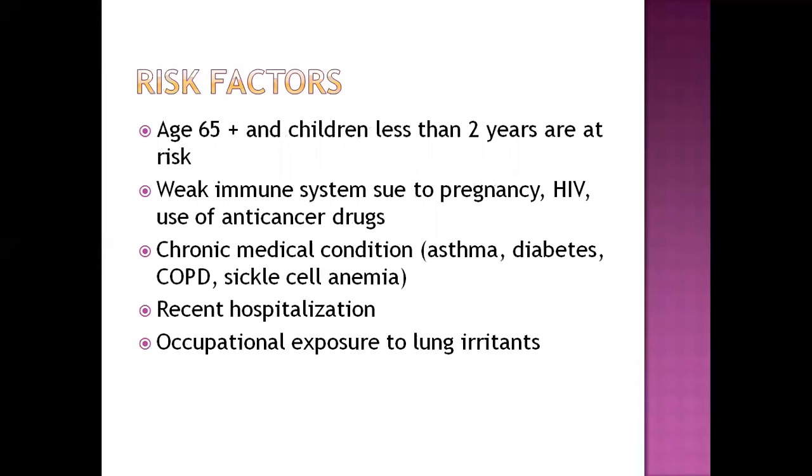Risk factors can be age 65 plus and children less than 2 years because of their lack of immunity. In children less than 2 years, immunoglobulins are not sufficiently developed, while in age 65 plus, as the patient's age advances, what happens in the body is degeneration. That degeneration occurs with the immunity cells as well. So, both ages are at risk.